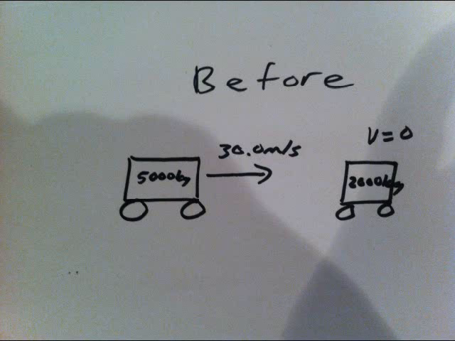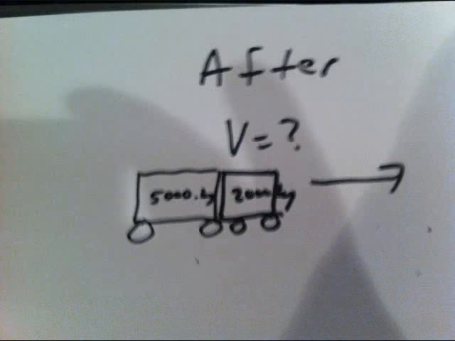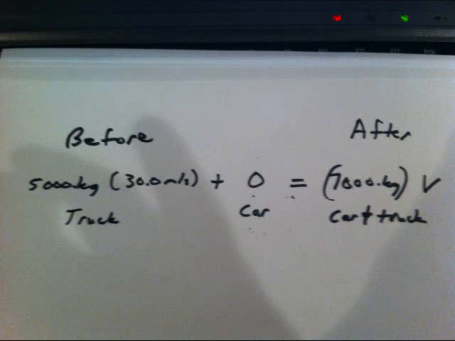So here's our initial setup. 5,000 kilogram cart moving 30 meters per second. Stationary 2,000 kilogram cart. Here's after the collision. They're both moving off together, 5,000 plus 2,000, 7,000 kilograms total at some unknown velocity. We're trying to find that velocity.